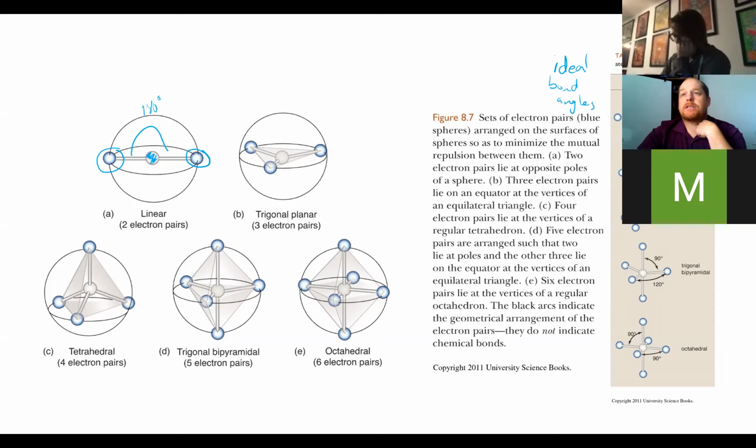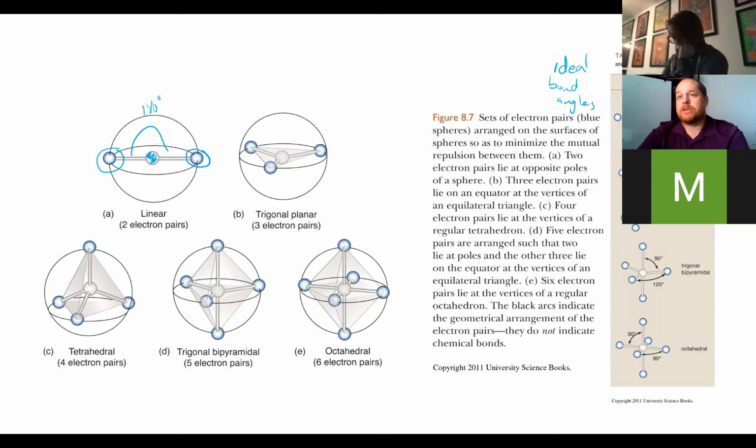If we have a linear molecule, there's going to be an ideal bond angle of 180 degrees. If we have a trigonal planar molecule, we're going to have an ideal bond angle of 120 degrees. Essentially, you'll have a central atom in the middle and three surrounding atoms. With the 180 degree linear bond angle, you'll have a central atom in the middle and only two electron groups, so two bonded atoms.